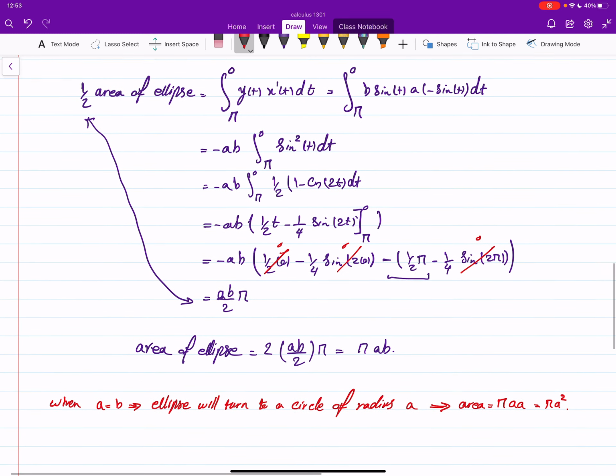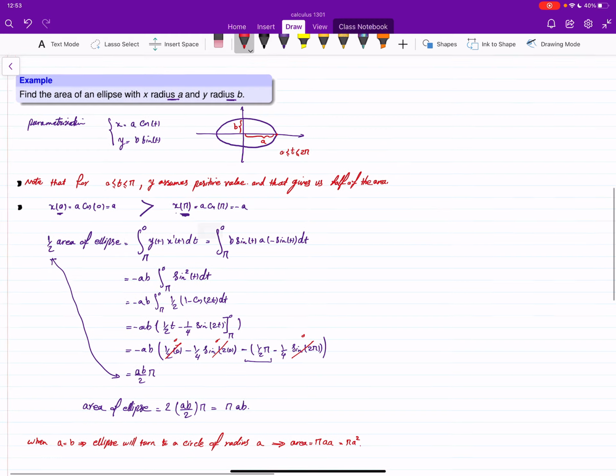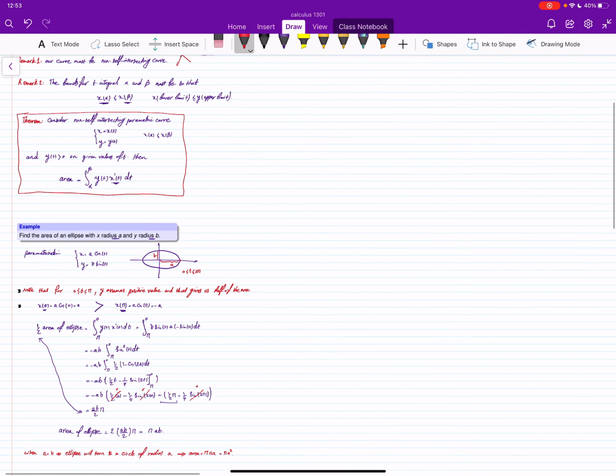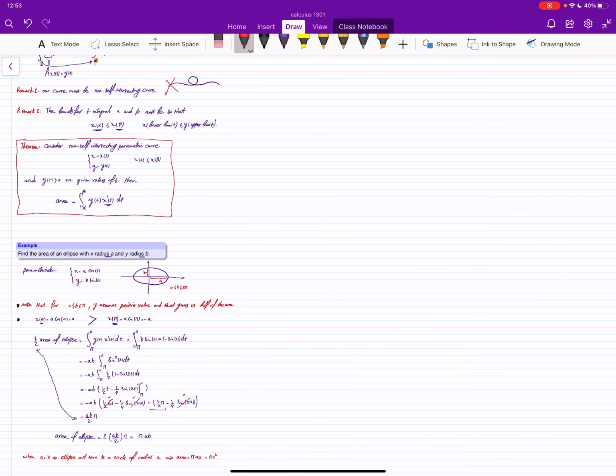Okay, so this was the example. So remember, the formula you should keep in mind is this. The only key point that you have to make sure that you know is that this is true when y is positive and the limits are chosen so that x evaluated at the lower limit is less than x evaluated at the upper limit. Okay.